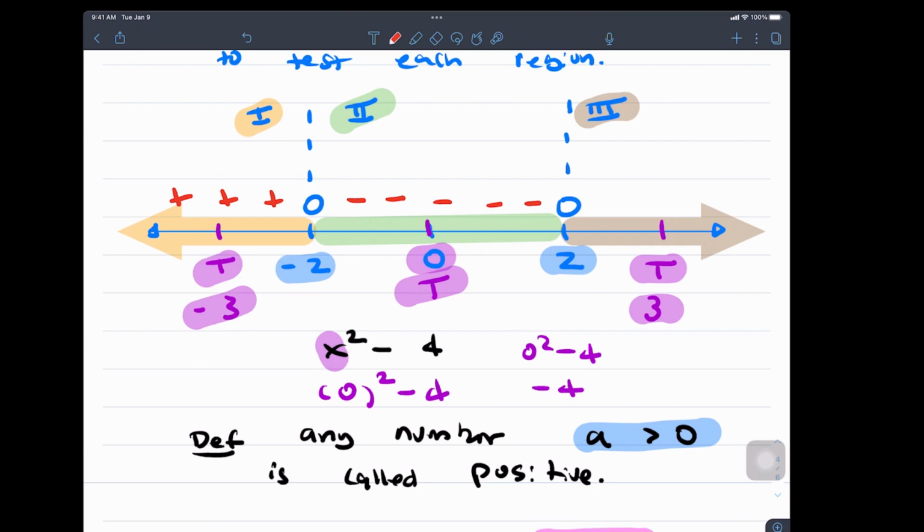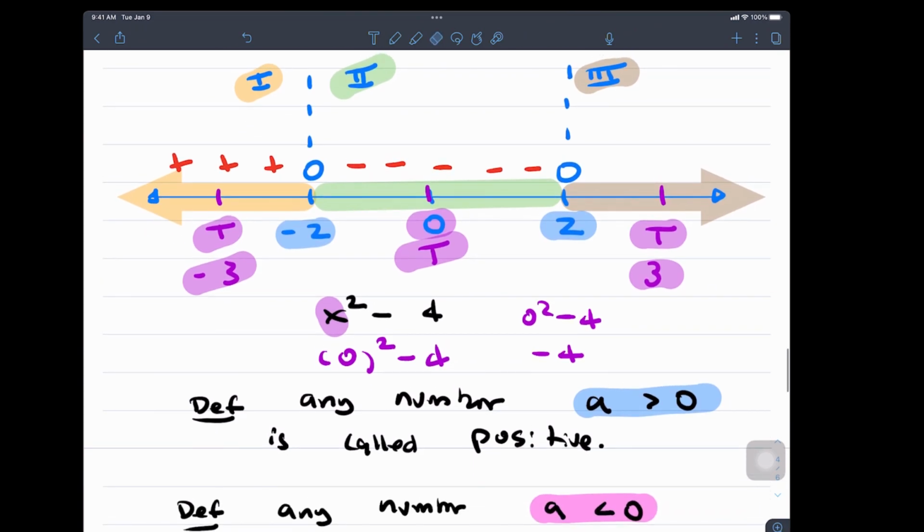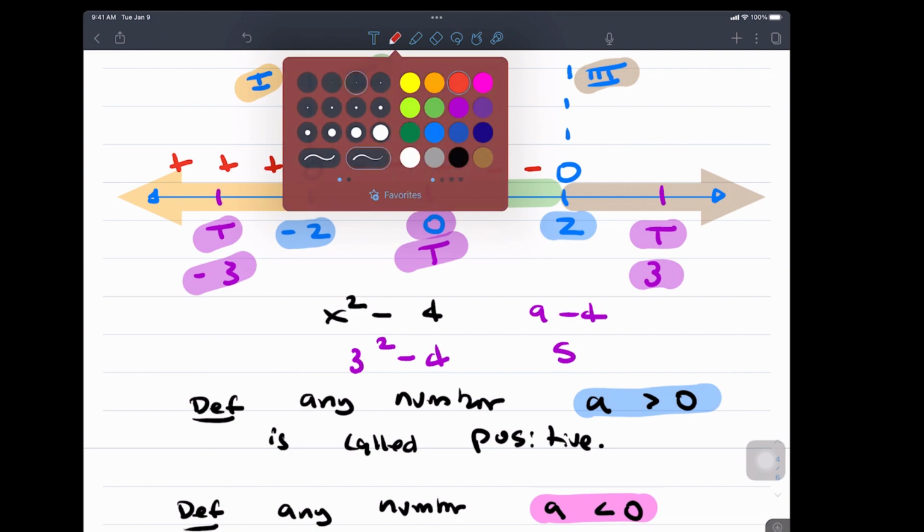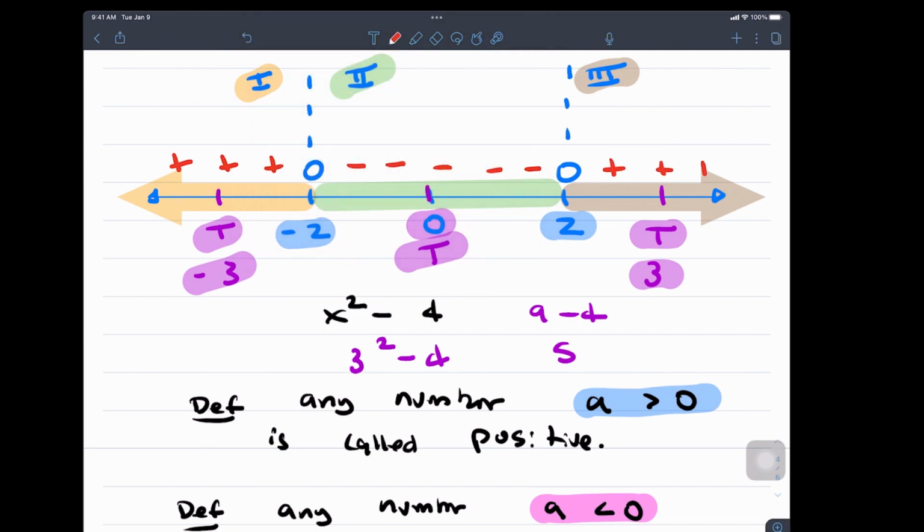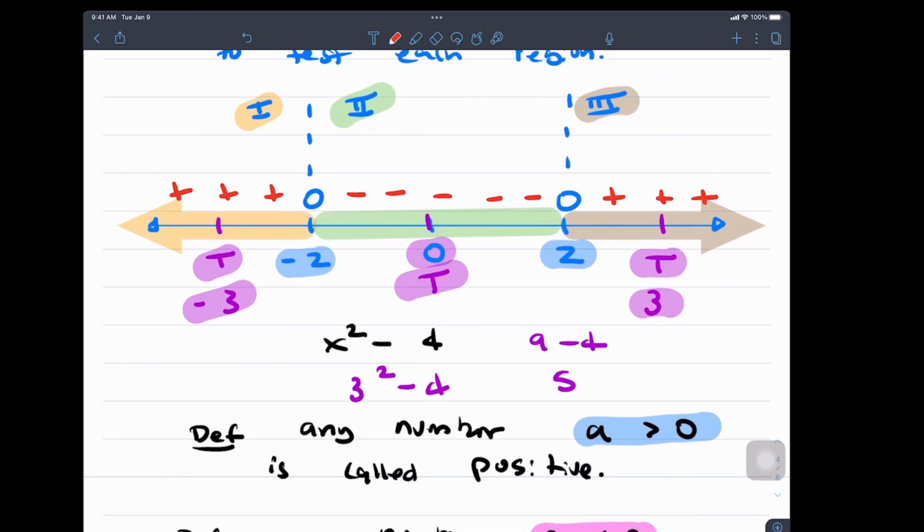What do you think region 3 is? How do we find the sign of region 3? How do you think we find that sign? Right? What's 3 squared? Test region 3. Use the 3. What's 9 minus 4? Is that 5? Is that 5 positive? So what this means is, since we got a positive answer, region 3 is positive.